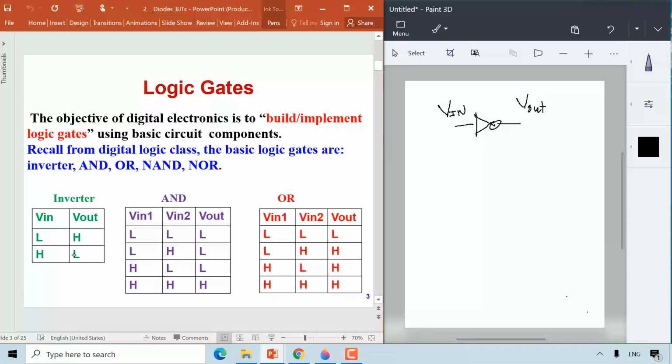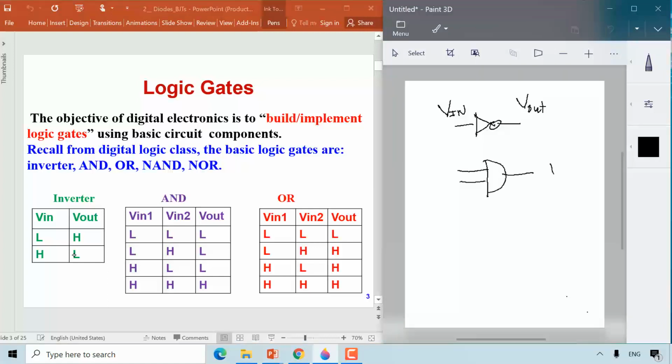Now, the AND gate, on the other hand, will provide a high output if all the inputs are high, if there are more than two inputs. Otherwise, if one of the inputs is a low voltage, you will get a low voltage at the output. So for instance, if this becomes low, then the output becomes low as well.